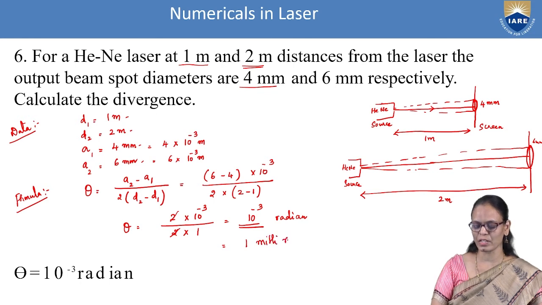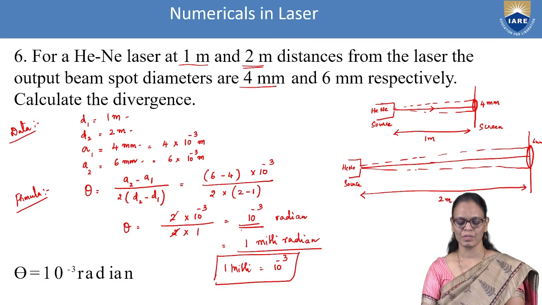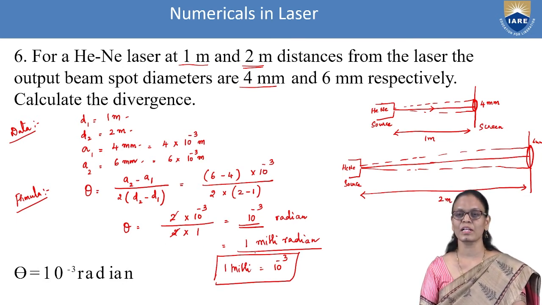The divergence here is only 1 milliradian because 1 milli is equal to 10 power minus 3. This is the conversion we have. 1 milli is 10 power minus 3. So when we are getting 10 power minus 3 radian as the divergence, that is nothing but 1 milliradian.